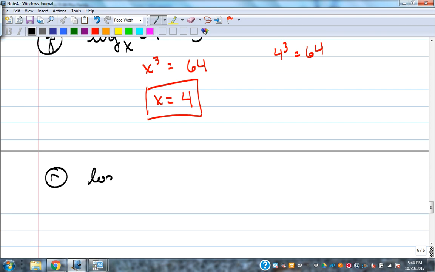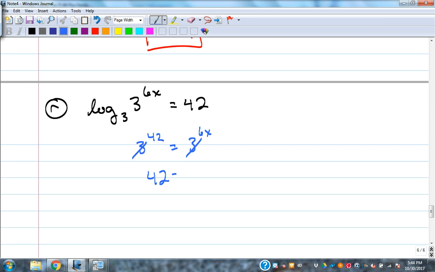Say we had log base 3 of 3 to the 6x equals 42. I'm going to show you a trick on this one. Is there a trick? There's no need for a trick. That's equal to 3 to the 6x. And then the bases go away, and it's 42 equals 6x. No trick involved. 7 is x. This stuff is easy, isn't it? Let's see if we can make it harder.